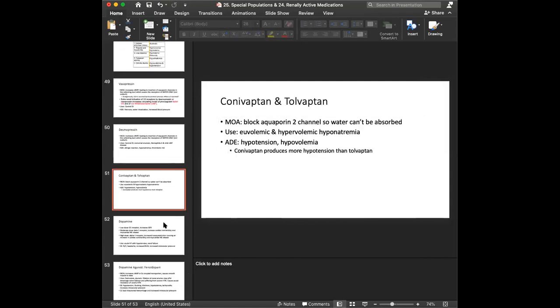Okay, opposite. Now we're talking about SIADH. Conivaptan and tolvaptan block aquaporin 2 channels so that water can't be absorbed. So we use this in a euvolemic or hypervolemic hyponatremia. It can cause hypotension, hypovolemia.